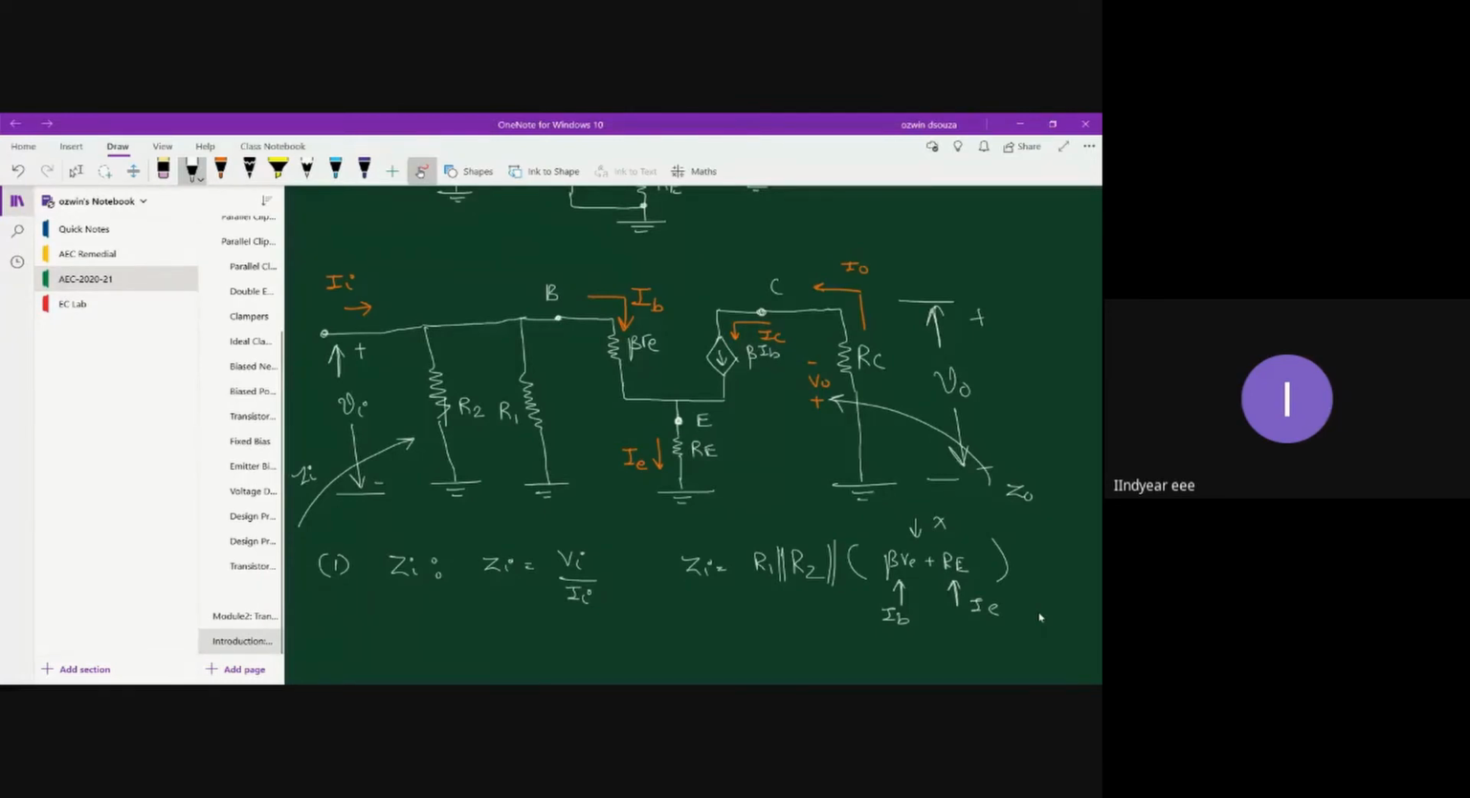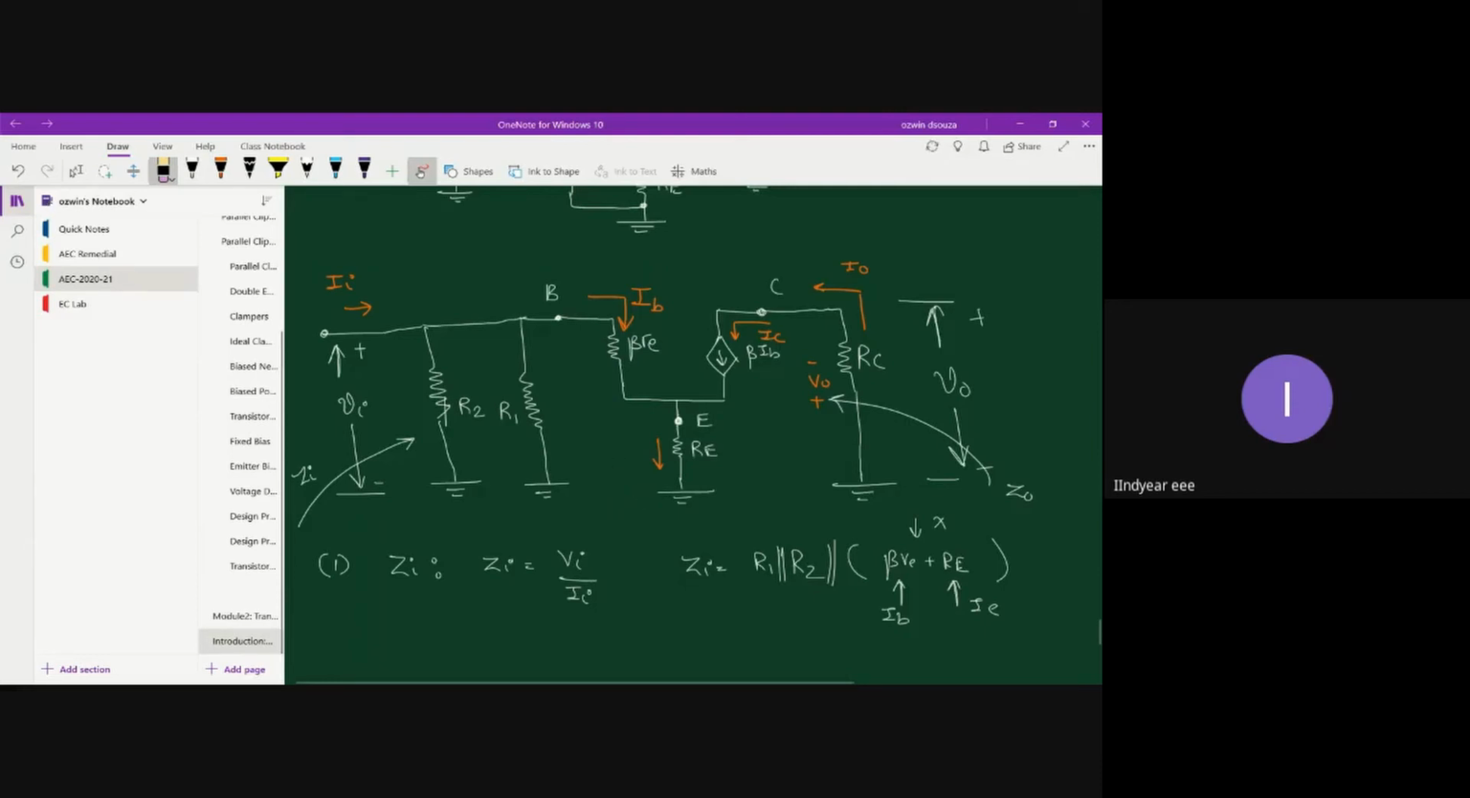So in order to make it a series circuit, what you have to do is somehow convert this emitter current IE into some base current. Is it possible? Do we have any relation that relates your emitter current to base current? What is that relation? 1 plus beta. Yeah, exactly. So we know that emitter current is 1 plus beta times IB. So what we will do is, instead of emitter current, since it's a video, you can roll back and observe.